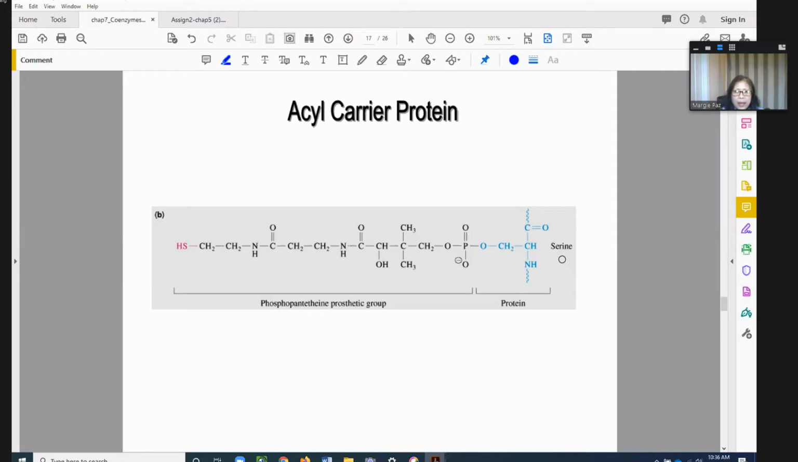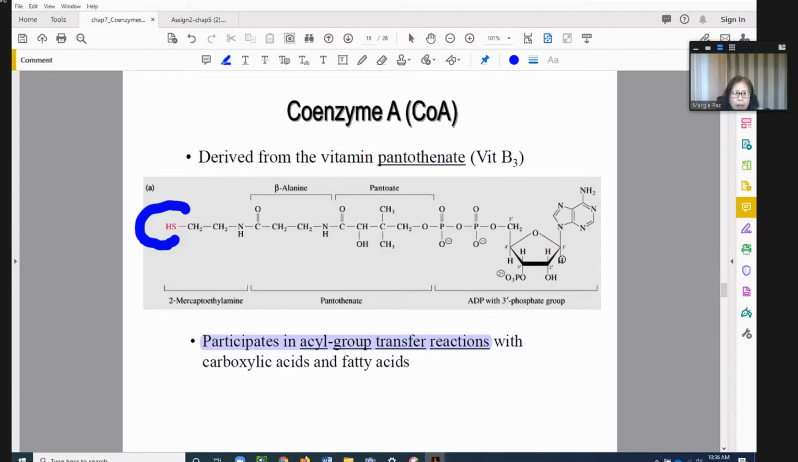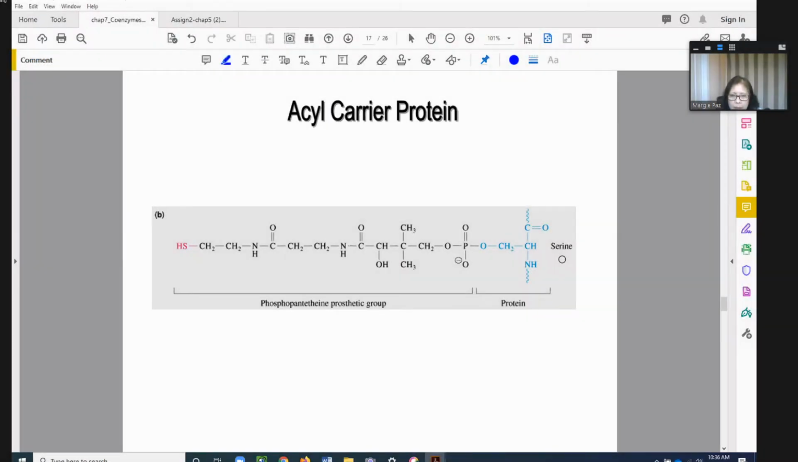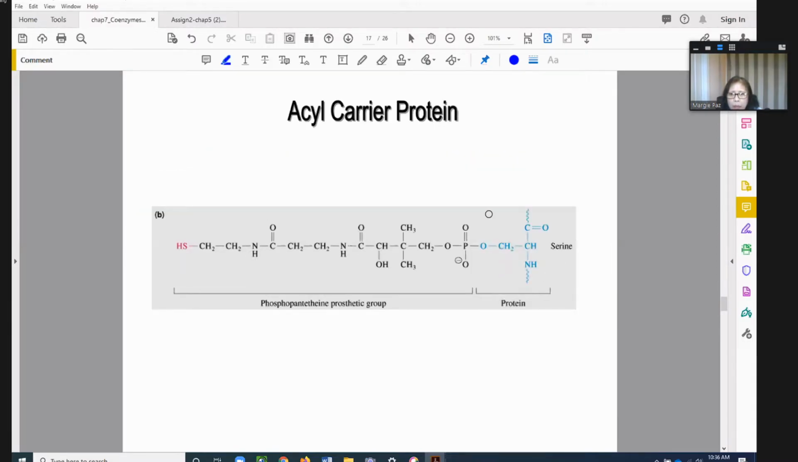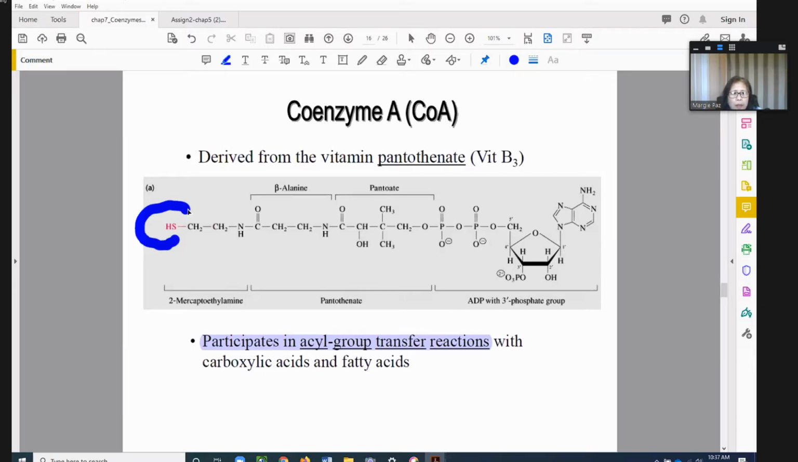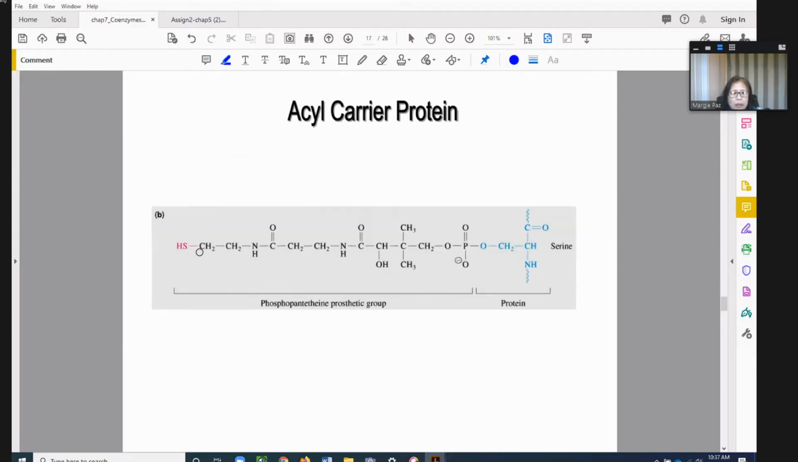To distinguish then the structure between coenzyme A and acyl carrier protein, for coenzyme A, the CoA is attached to ADP here. But for acyl carrier protein, it is attached to a serine residue, right? Both of them, how do we compare those coenzymes? Both have the sulfhydryl reactive group.